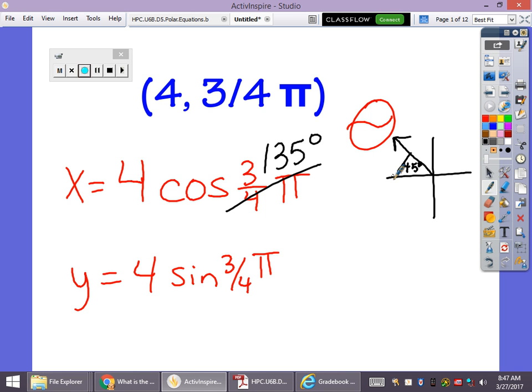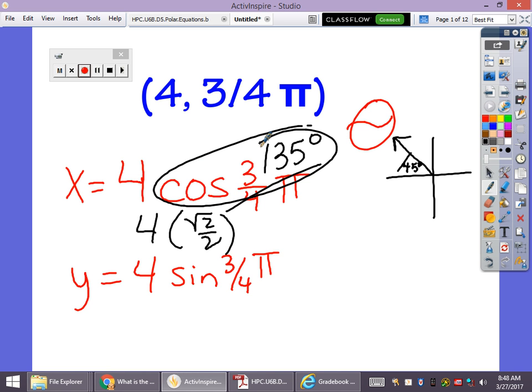So now I can do the hand trick because I don't have my calculator in front of me, right? So 45 would be square root of 2 over 2. Remember, that replaces all of this. Cosine of 135 is the ratio square root of 2 over 2. Now, be careful. Since it's in quadrant 2, cosine is negative.